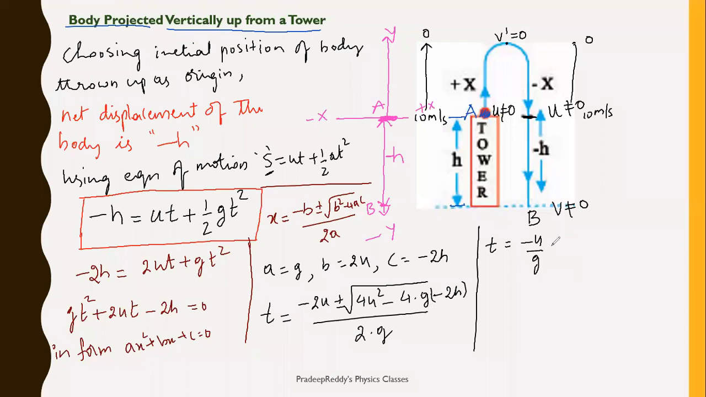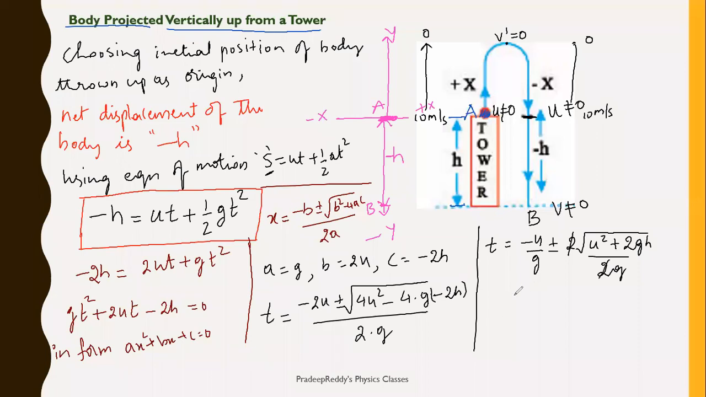Minus u by g plus or minus under root 4u square minus this total. So it can be 4, take it out. 4 I am bringing it out, so that if you are writing it out of the root, 4 will become 2. Therefore it is 2 into, 4 I have already taken out. It is u square minus this, 4 comes out, minus of minus will become plus, and what is left over here? 2gh divided by 2g. This 2 and 2 get cancelled.